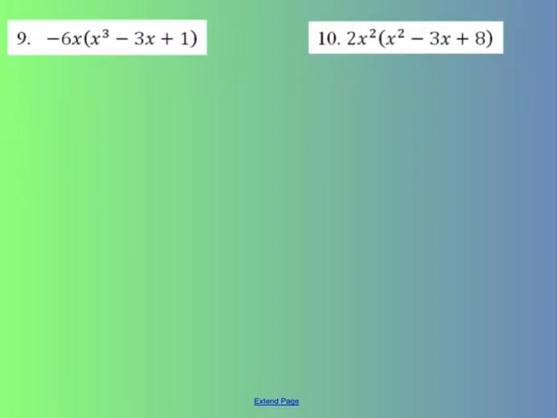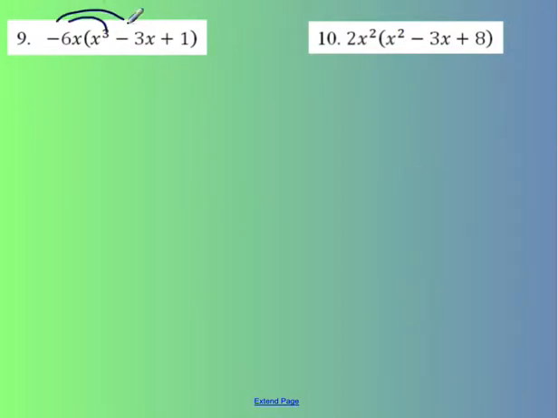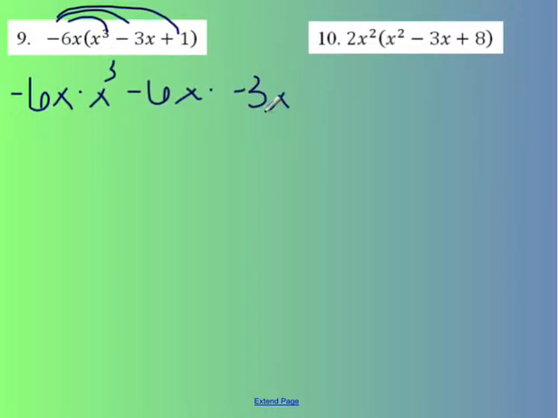Moving forward, let's take a look at this one. So we're going to distribute in this negative 6. So it's going to change the signs of everything. So the first one, we're going to have negative 6x times x cubed, negative 6x times negative 3x, again taking that sign with, then negative 6x times 1.